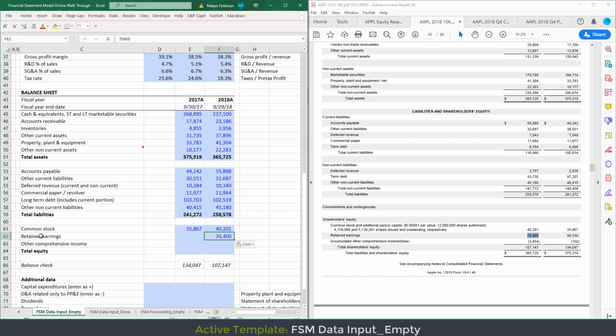All right, so the next thing is retained earnings. Retained earnings represents the sum total of all of Apple's historical net income since the moment of its founding, net of all the dividends the company has ever issued. And so it's $70 billion in 2018 and $98 billion in 2017.